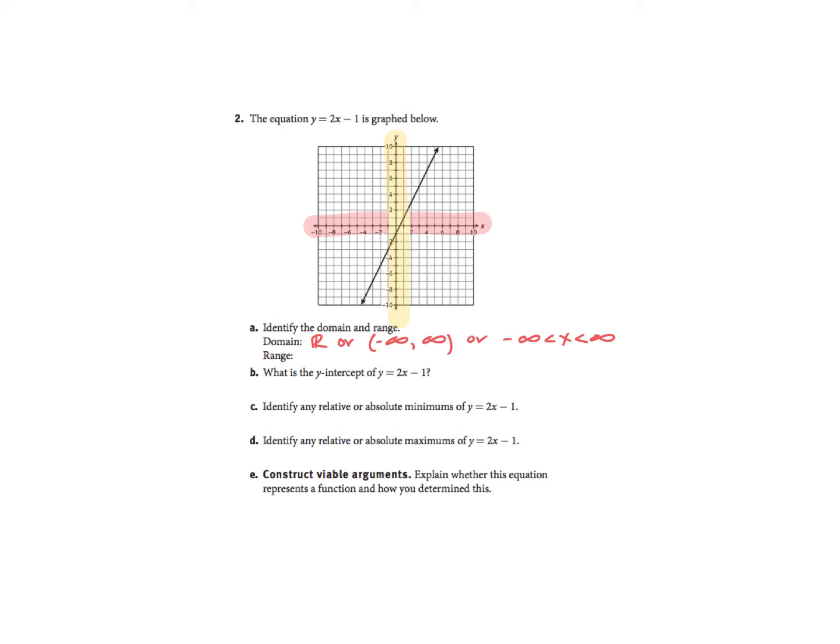For the domain, it's all real numbers, since it keeps going on from negative infinity to positive infinity. So you could write it any one of those three ways. For the range, it's actually also the exact same thing. It keeps going on and on forever from the lowest to highest point. Really, the only difference is if you are using the inequality notation, domain is going to be working with x and range is y.